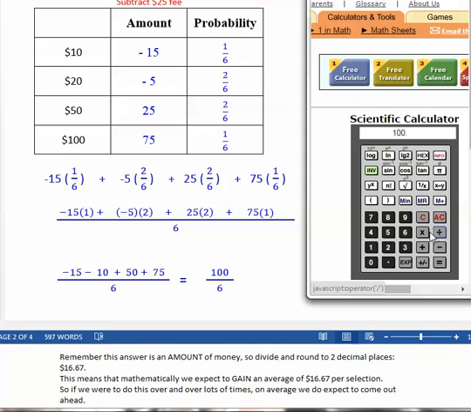Divide: 100 divided by 6 is 16.66666666. So rounded to 2 decimal places, it would be 16.67, or $16.67. This means that mathematically we expect to gain, because it's positive, an average of $16.67 per selection. So if we were to do this over and over lots of times, on average we do expect to come out ahead.